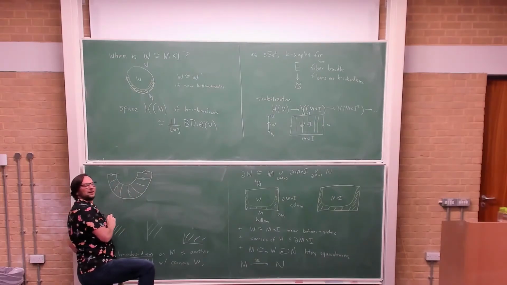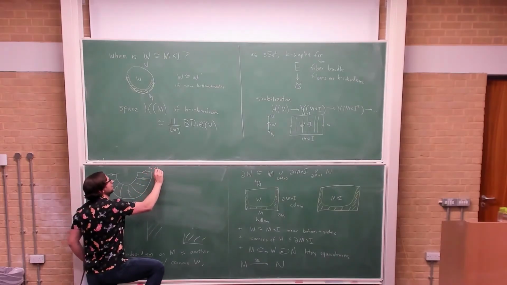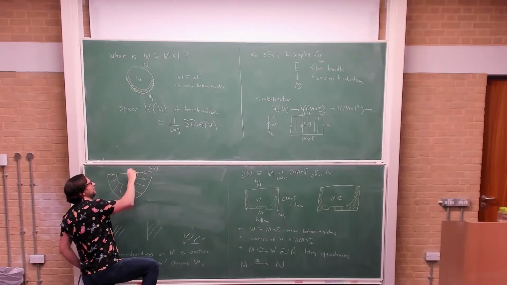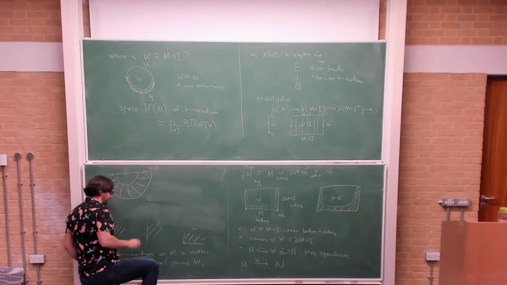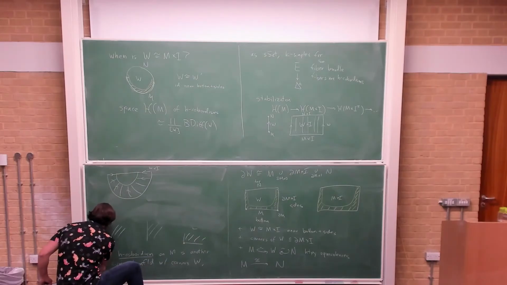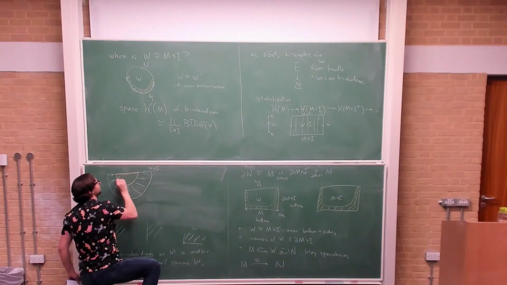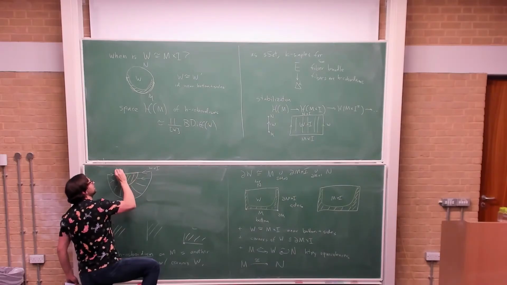Like that. So that's W times I. And then I'm going to glue something in here. So along the top, I have N times I. So in here, I'm going to glue in, use some colors. This is going to be N times this half disk.